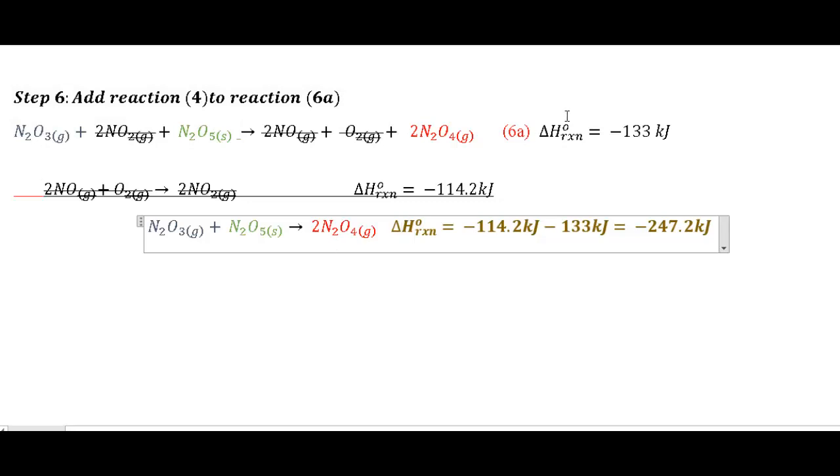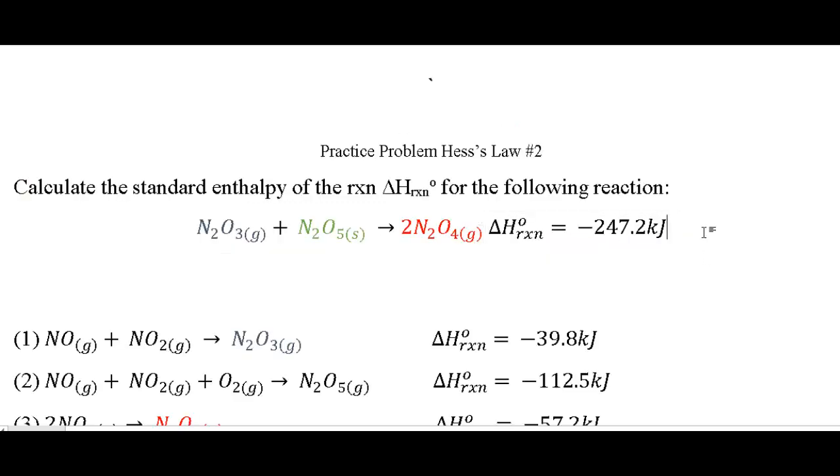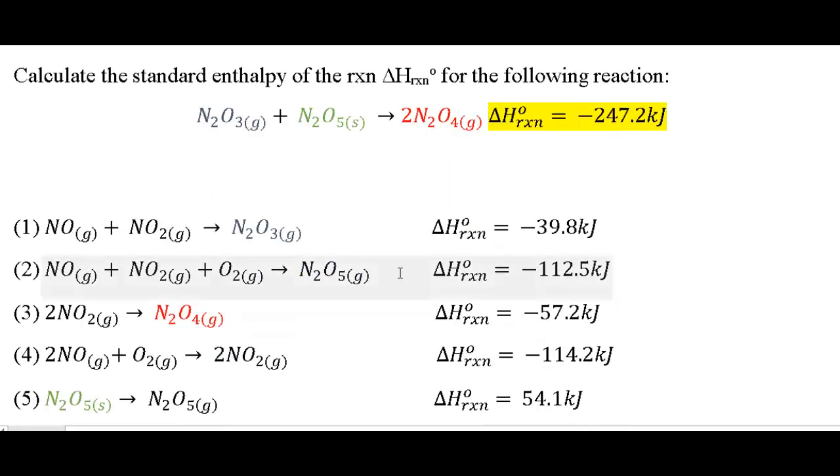I add the two enthalpies that I get after my manipulations and gymnastics. Minus 133 plus minus 114.2 gives me an enthalpy for this reaction of minus 247.2 kilojoules. So let's go back up. The enthalpy for this reaction that we calculated is minus 247.2 kilojoules. So a little bit of an involved problem involving Hess's law, a lot of manipulation and quote-unquote gymnastics, but eventually we were able to solve this problem and get our enthalpy for this unknown.